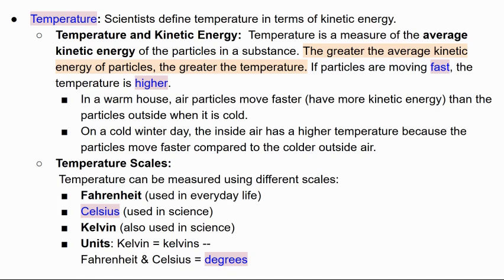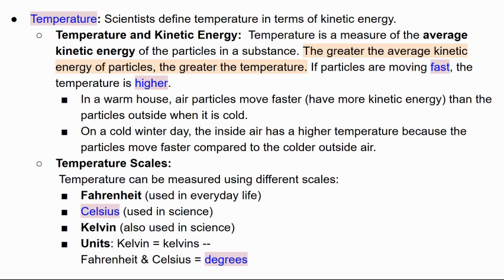In a warm house, air particles move faster and have more kinetic energy than particles outside when it's cold. On a cold winter day, the inside air has a higher temperature because the particles move faster compared to the colder outside air.